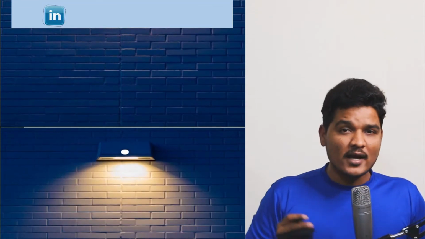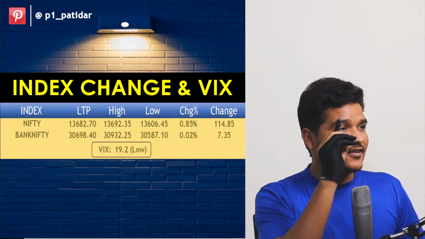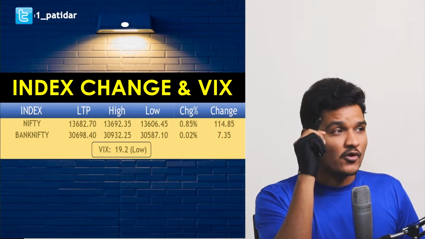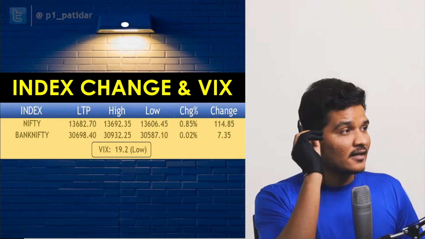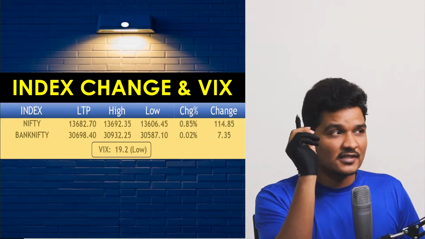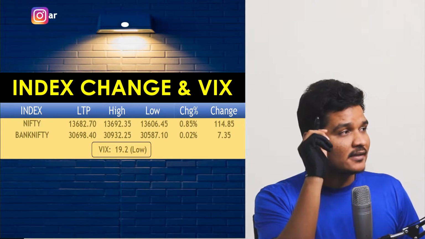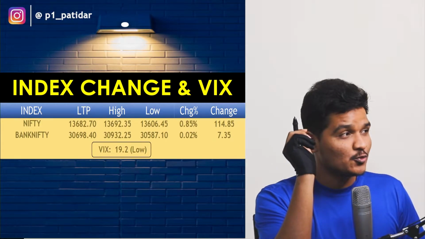Now let's move and see index change and wicks. If you see the index change and wicks, Nifty has moved 114.85 points and it has made a high of 13,692 and a low of 13,606. It has changed 0.85% and ended up at 13,682.7.